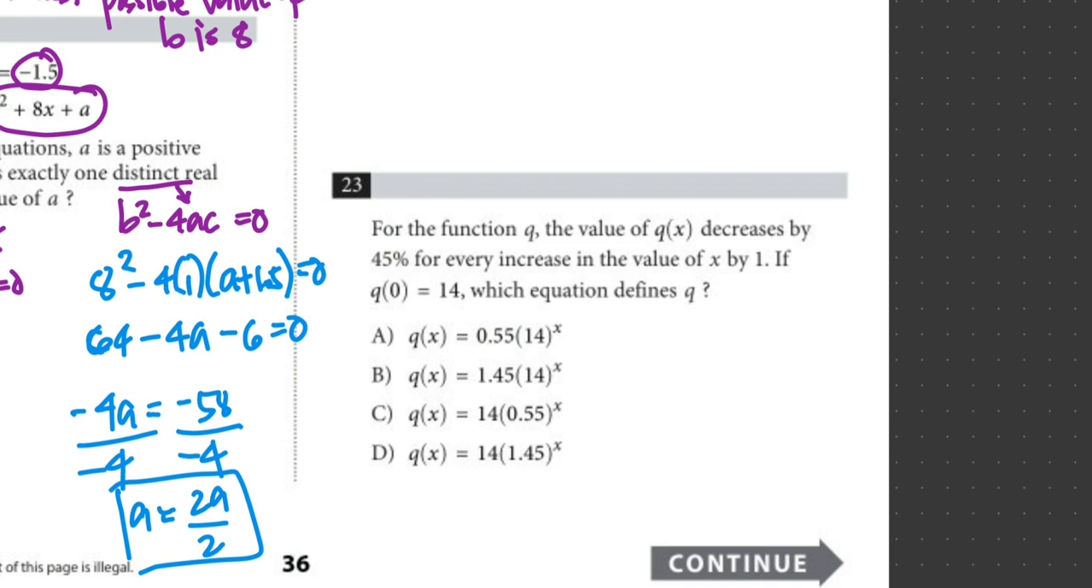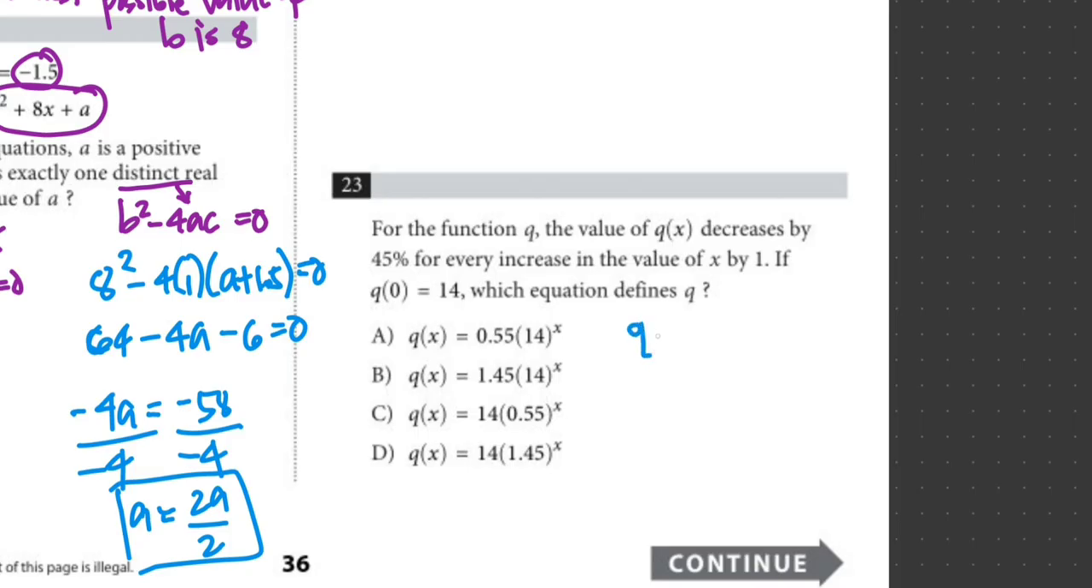23. For the function q, the value of q of x decreases by 45% for every increase in the value of x by 1. If q of 0 is 14, which equation defines q? So q of 0 equals 14.